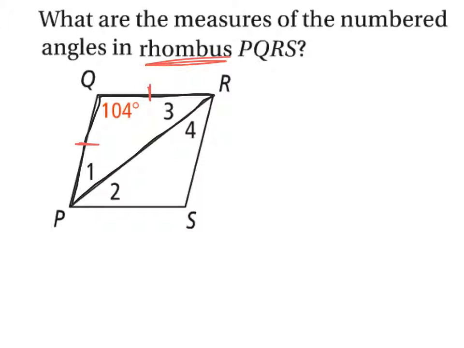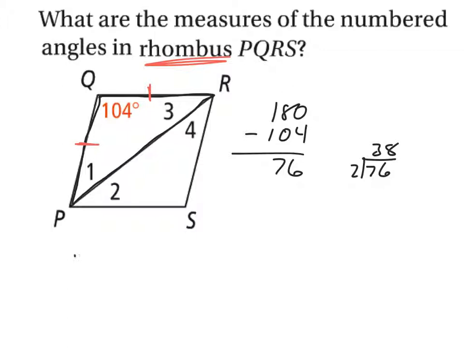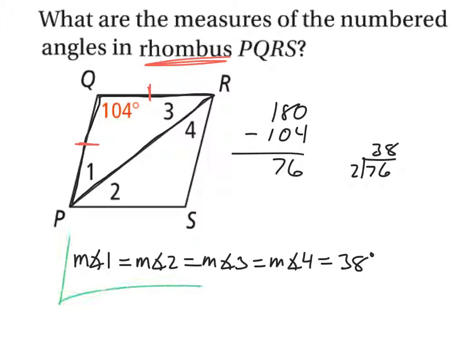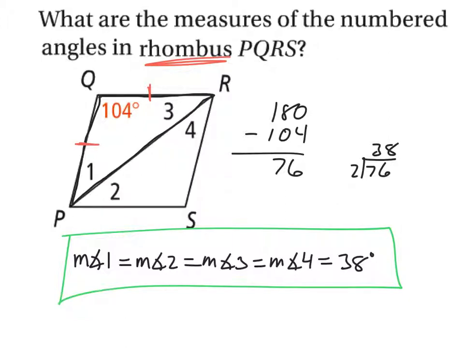Subtract 104. Take 180 minus 104, it gives me 76, and then divide that in half. Okay, 76 cut in half is what? 38. So therefore, we know the measure of angle 1 is going to equal the measure of angle 2, is going to equal the measure of angle 3, which is going to equal the measure of angle 4, which is going to equal 38 degrees. Now, could you have just listed those all out separately? Absolutely. Okay. Questions on our 2 examples on the front page?